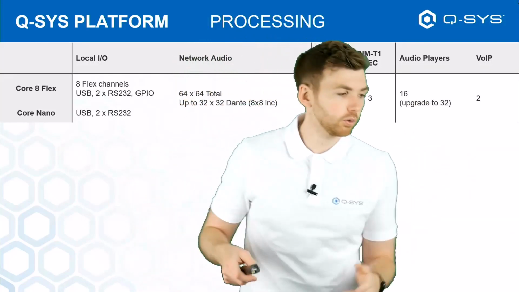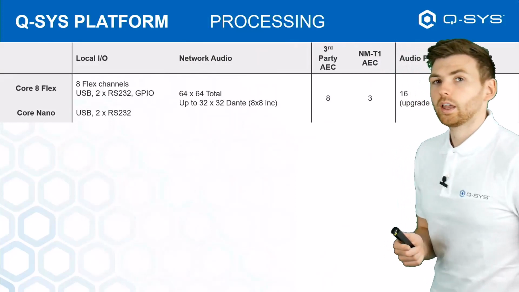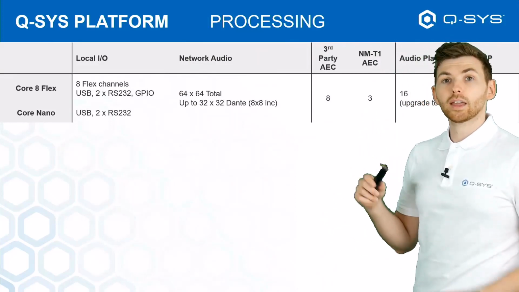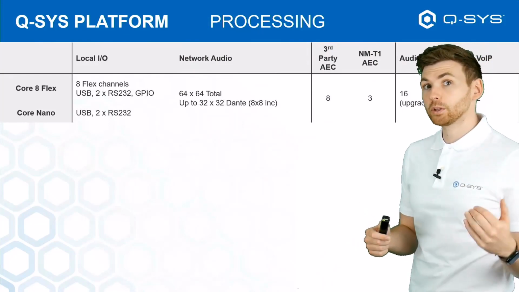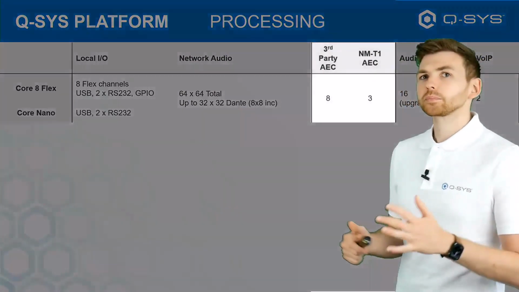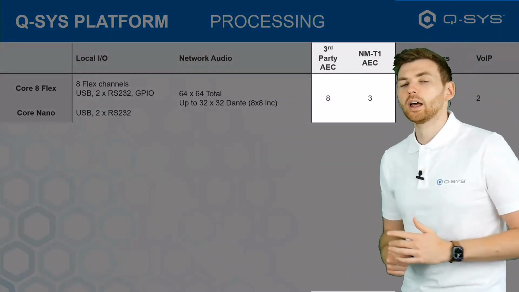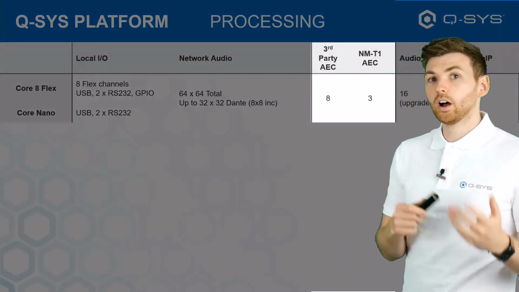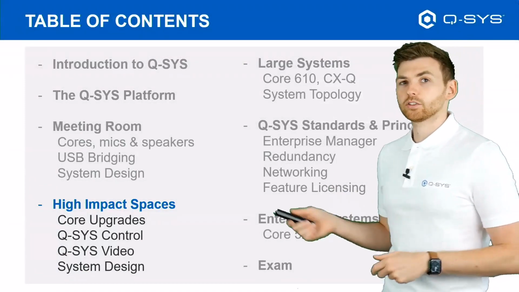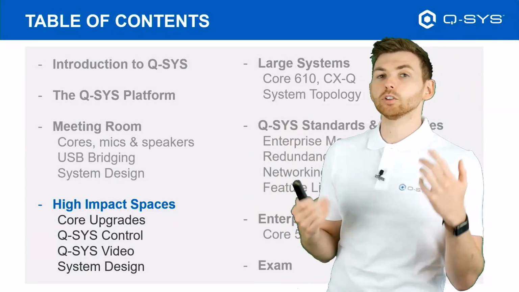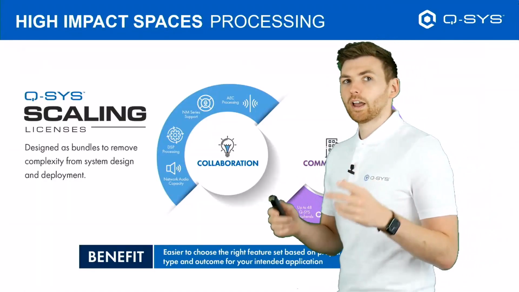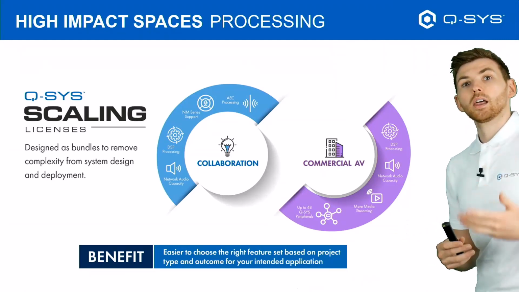Okay, cool. So we were using 2 NMT1s in that last system design, weren't we? Now we could do 3 and that would all still be okay. But beyond that, we're going to need to upgrade the core in some way. So how are we going to do that? Well, it turns out we can do that with hardware or we can do that with software. Okay, so there's 2 options here when we're moving up from a base level Core Nano, Core 8 Flex up to something else. So we have here Q-SYS scaling licenses.